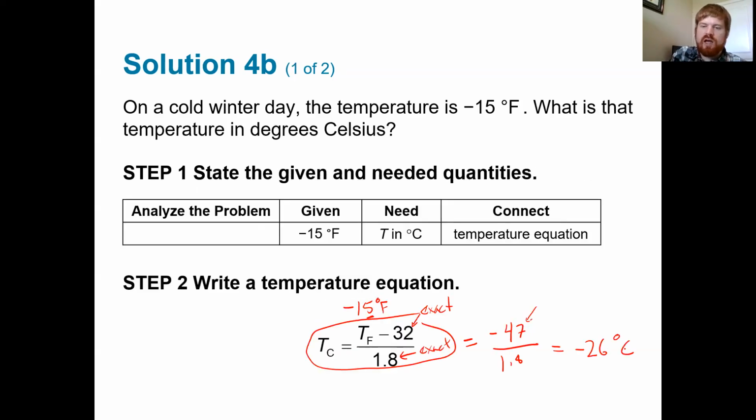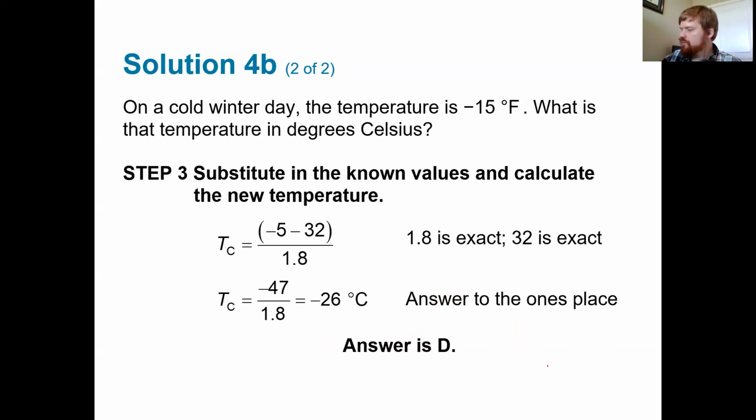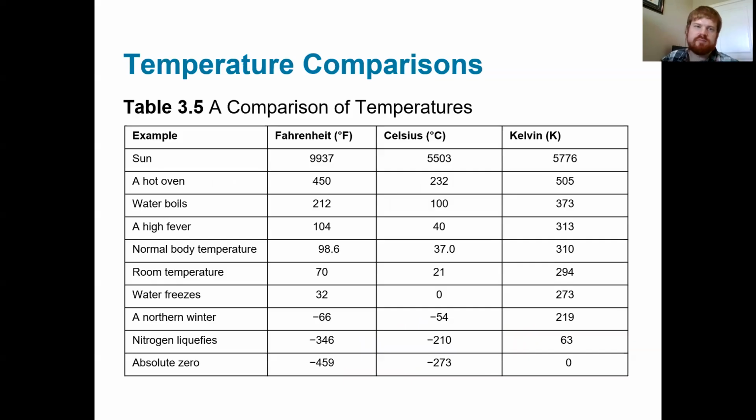There you go. Just so you know, when you see this on your calculator, you probably got negative 26.11111. But remember, we can only have two significant figures because we only have two significant figures up top. So that gives us two significant figures here. Okay, so the answer is negative 26 degrees Celsius.